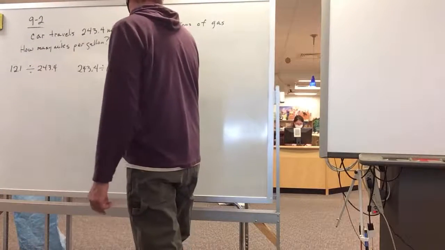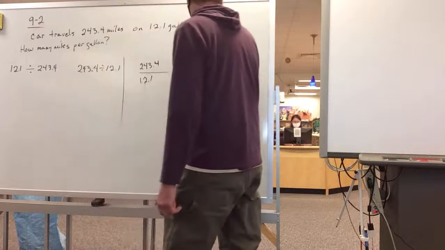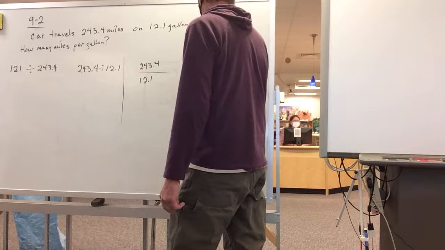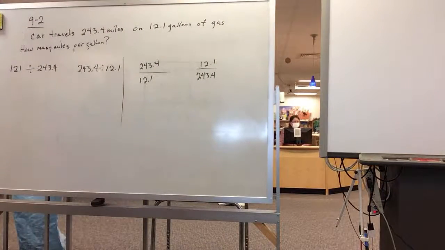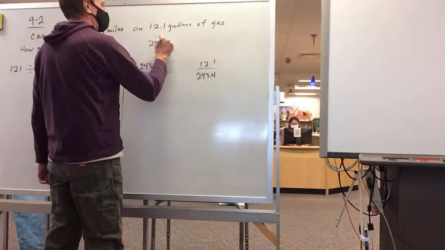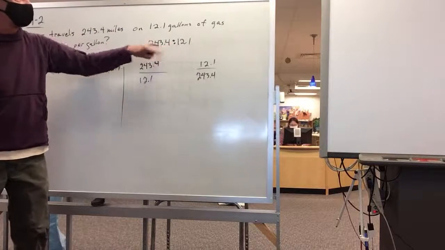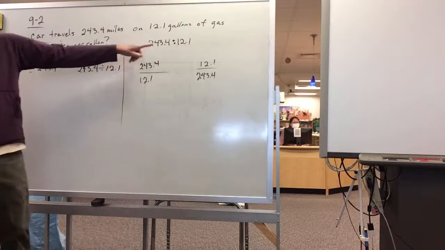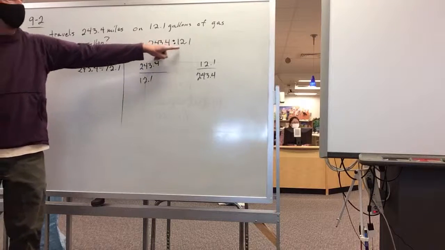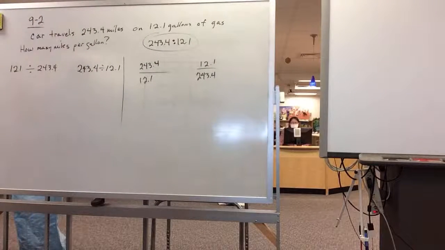Fraction bar, 243.4 and 12.1, and 12.1, 243.4. What if you did a ratio? A ratio like 243.4 to 12.1? Yeah, if you do that, then this would be changed to a fraction like the first fraction on the left. The first number is the numerator divided by the bottom number. So this is a ratio, but a ratio is usually left as a ratio. It doesn't have any math done to it.